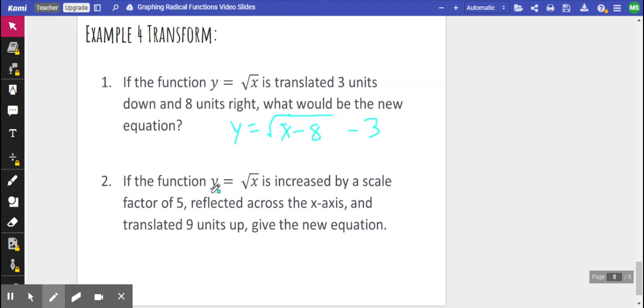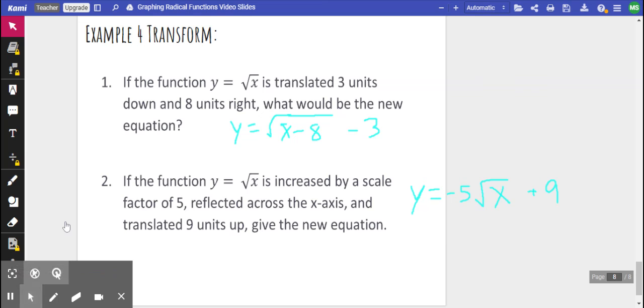And we have a scale factor of 5, or a dilation by 5. We are reflecting it upside down and then going 9 up. So that equation would end up being equal to a reflection and a factor of 5 would mean we have a negative 5 in front. We have no translation left and right, so we would just have a square root of x. And then 9 up would be a plus 9 on the end, and that would be our equation there.